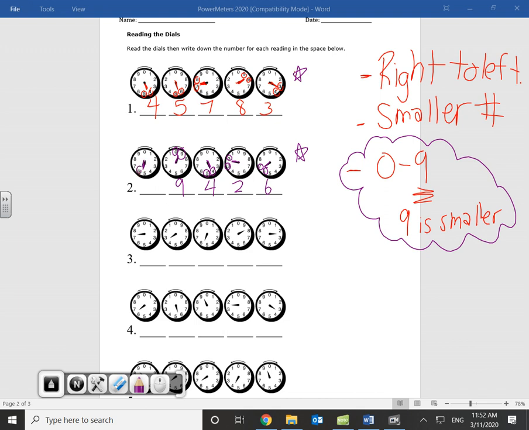Here's our needle for the next one. We're between 6 and 5. And we, of course, know that 5 is a smaller number. So our meter reads 59426. Okay, let's do this last one. Let's change our color again. Get all fancy with our green.